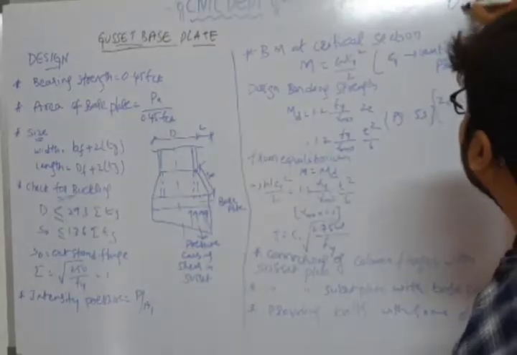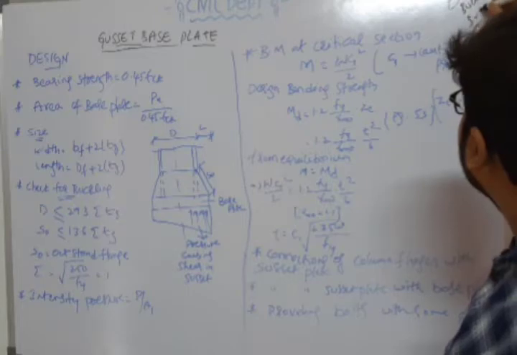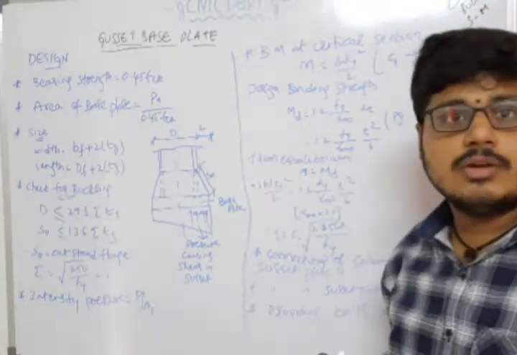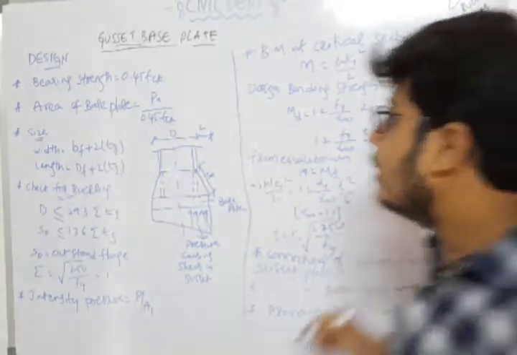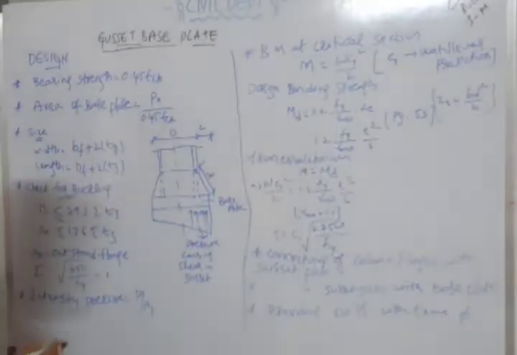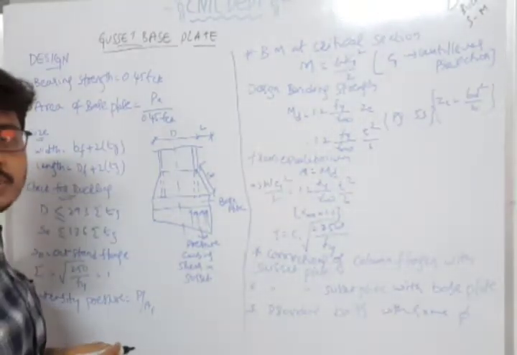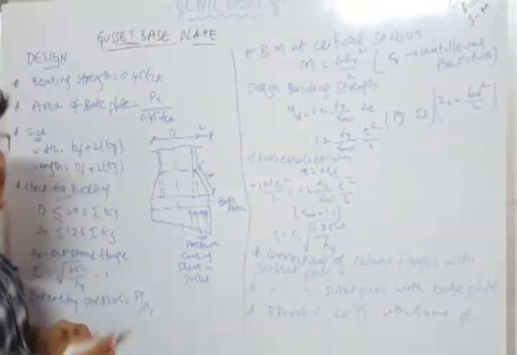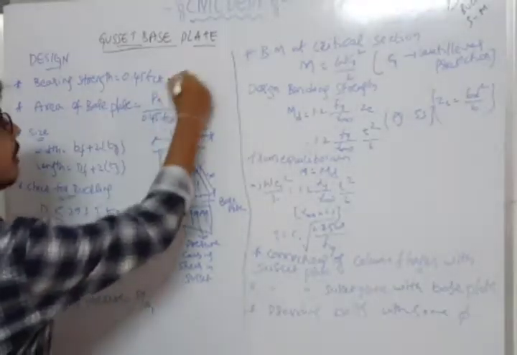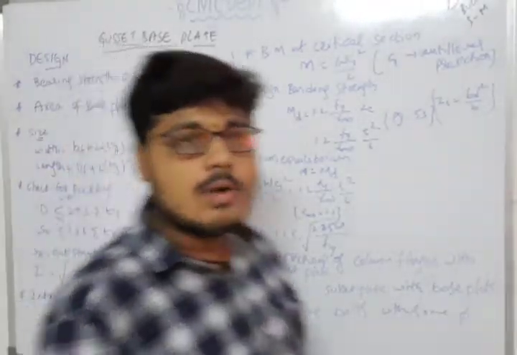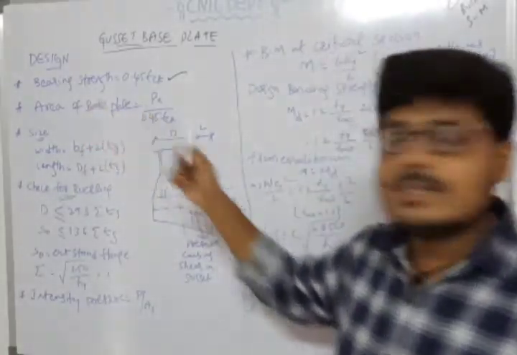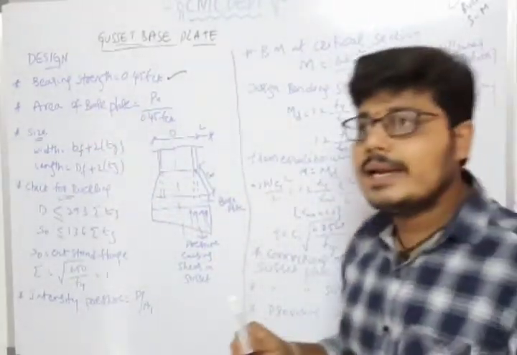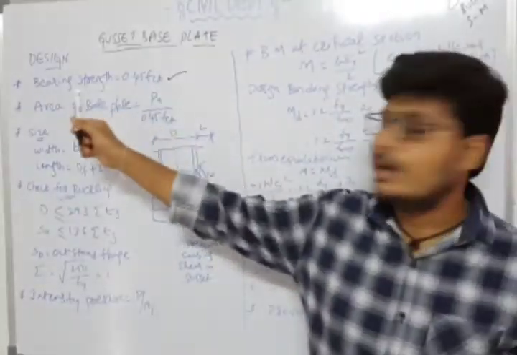You already know the buckling procedure from SM, strength of materials. So here is the design procedure for the gusset base plate. The first step is similar to the slab base plate: how to calculate the bearing strength of concrete.